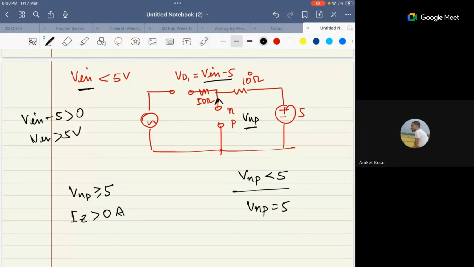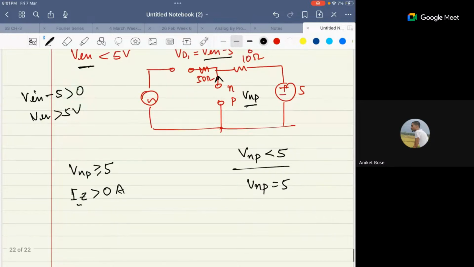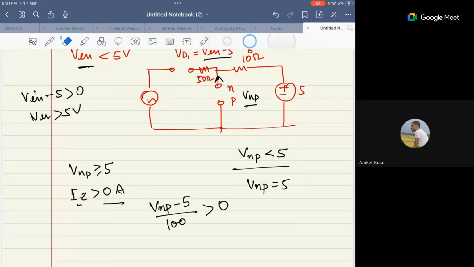So here, we assume that this is off, but our evidence should also come out that VNP should be greater than or equal to 5 and the current should be passing. Both should come. So IG should also come out to be greater than 0. So IG should be, let's say, this is VNP, so VNP minus 5 upon 100. This is coming out to be correct. No, it's wrong. There should be current like this now.